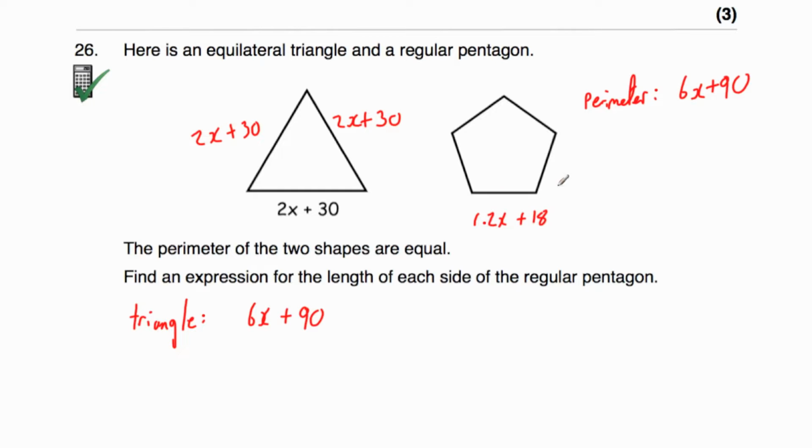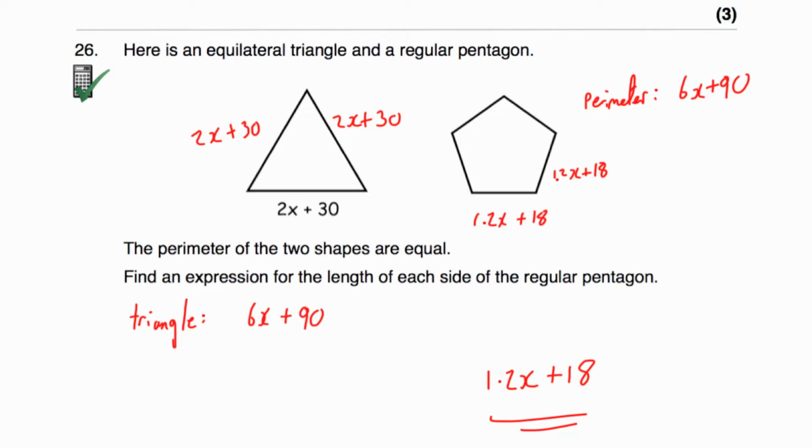So we'd have 1.2x plus 18 five times. If you added those all up, you get 1.2 plus 1.2 plus 1.2 plus 1.2 plus 1.2, that'd be 6x, and if you added up the 18s, that would be equal to 90. That would mean the perimeter of the pentagon would be the same as the perimeter of the equilateral triangle. So each side has a length of 1.2x plus 18.